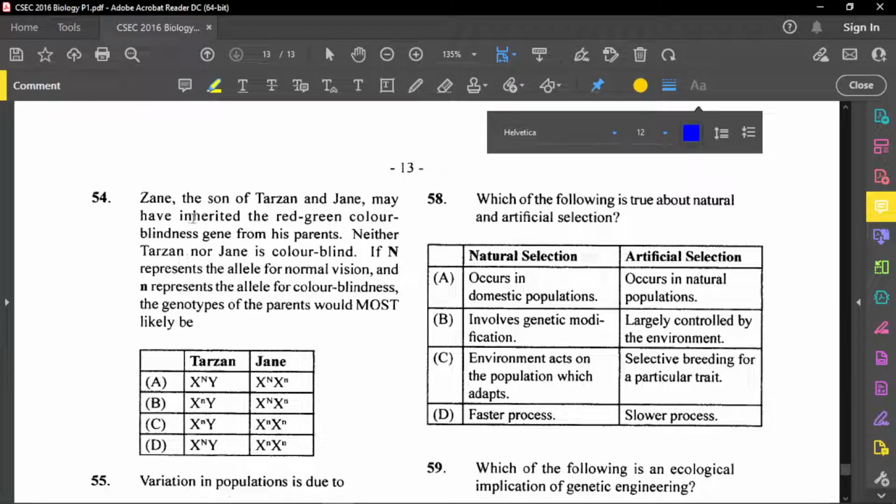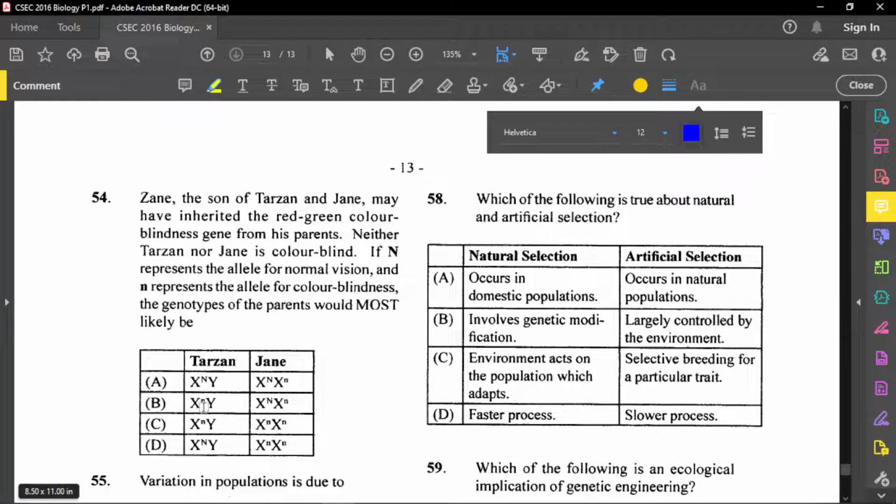Remember now, for the son to be born, the son must get the X chromosome from his mother and the Y chromosome from his father. Now, if you look at A, Tarzan himself is heterozygous... because there's an uppercase N here, and there's nothing on the Y. For Jane, heterozygous, uppercase and lowercase. So yes, this is a good one. 54, A looks good. Let's look at B to see if B makes any sense.